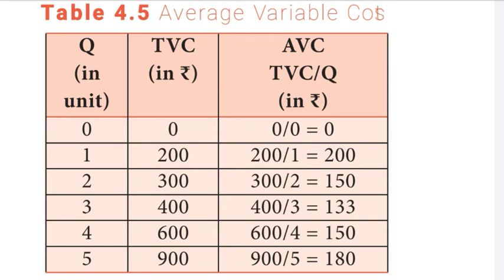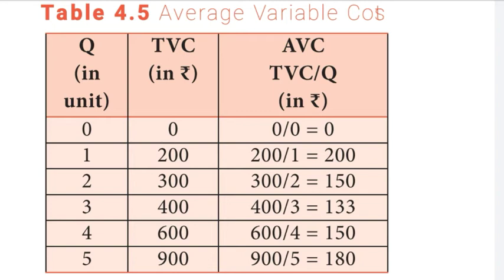As the output increases, the average variable cost will fall up to normal capacity output due to the operation of increasing returns. But beyond the normal capacity output, the average variable cost will rise due to the operation of diminishing returns. For example, when the total variable cost is rupees 300 and the quantity produced is 2, the average variable cost is rupees 150. Average variable cost equals 300 by 2 equals 150.